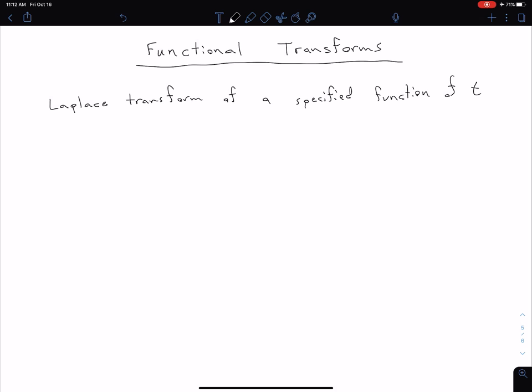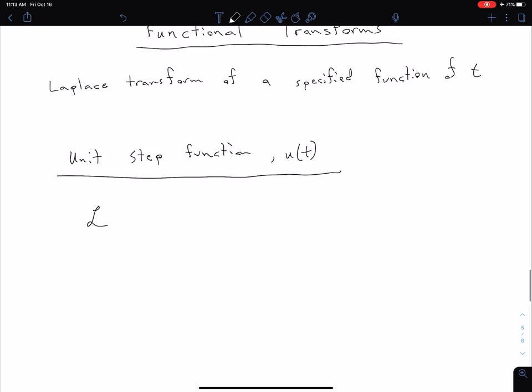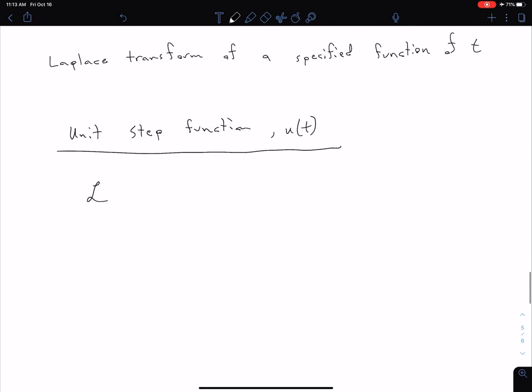So let's start with our unit step function. We've been talking about this a little bit, so let's go ahead and dive into how to do this. Our unit step function, which as we've written before, is just u of t. So let's go back to our basic equation 1 that we had in our previous video, and we're taking the Laplace transform of u of t. So the Laplace transform of our unit step function.